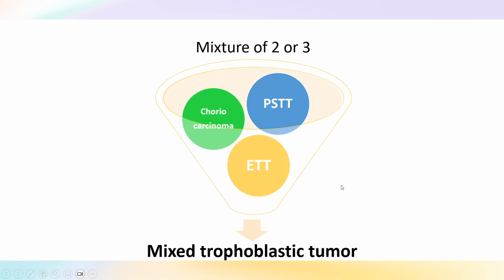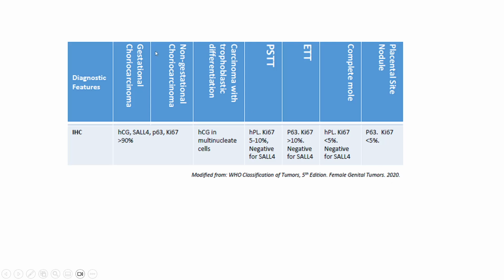So one more question. Can I see a mixture of 2 or 3 of these, the choriocarcinoma, the placental site, or the epithelioid? Yes, we can see. So what do we call this afterwards? We call it a mixed trophoblastic tumor. Okay, and this is the IHC that I have mentioned, differentiating the different GTNs and their differential diagnoses, as you can see.